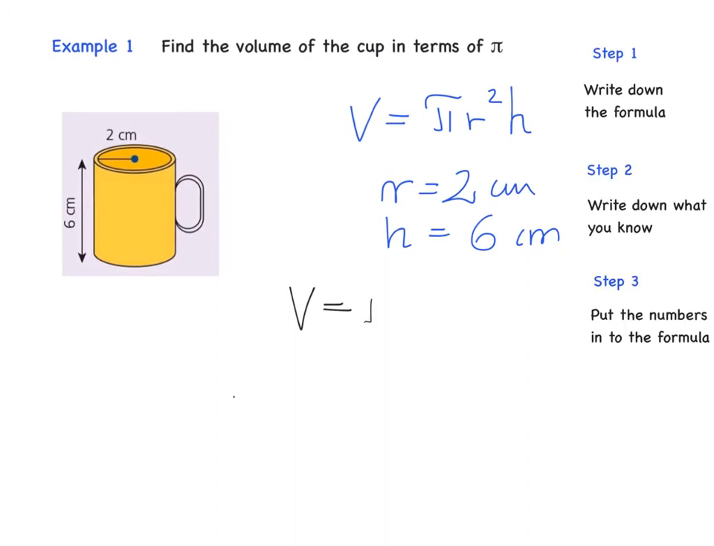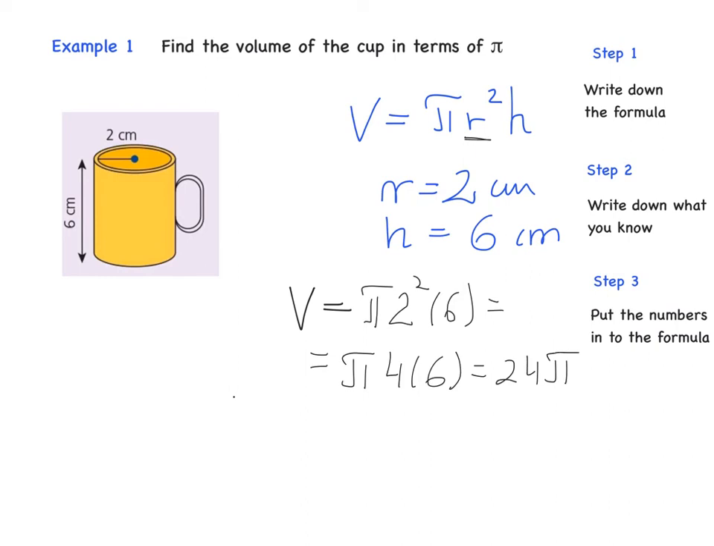So we have pi, then we have r squared, and r squared is 2 to the power of 2, and then we have h, which is 6, and we can use brackets here. We don't do 2 multiplied by 6 first, we do powers first. You need to remember BIDMAS all the time. So pi, 2 multiplied by 2 is 4, and multiplied by 6, so we have 24 pi. We put pi at the end, and this is the answer in terms of pi.